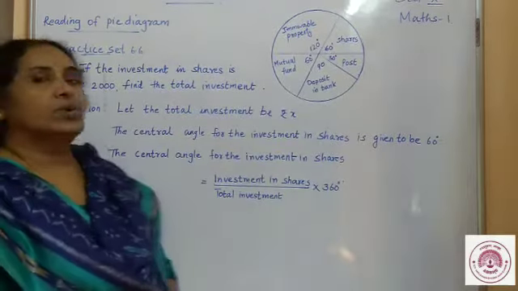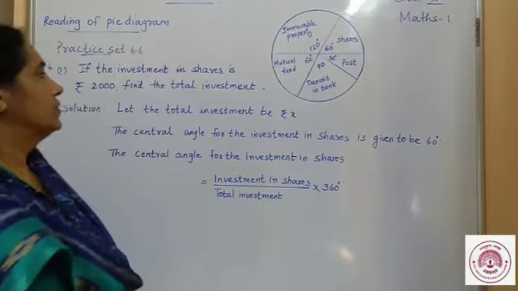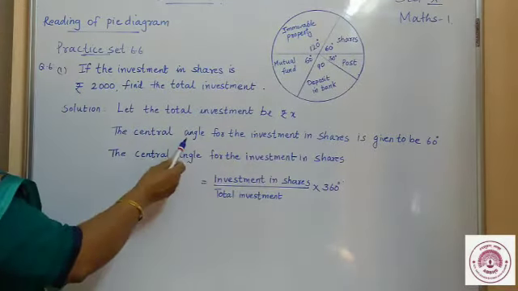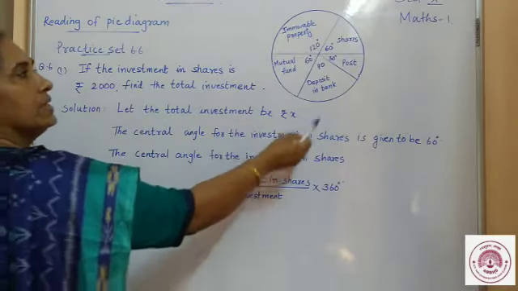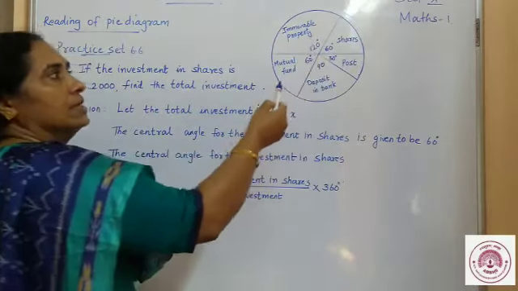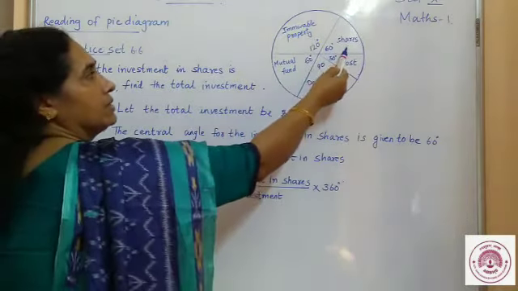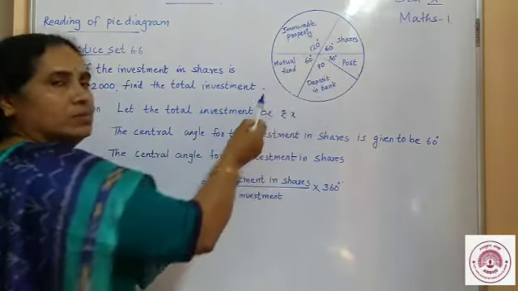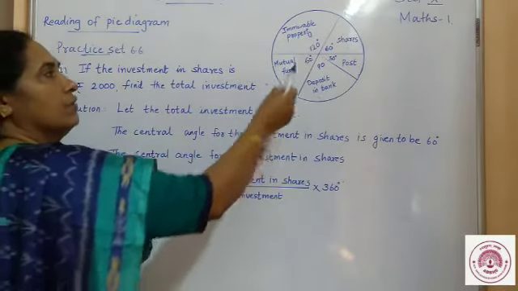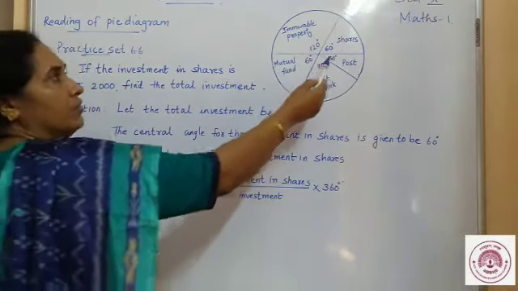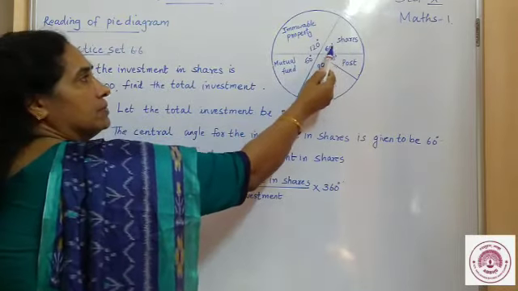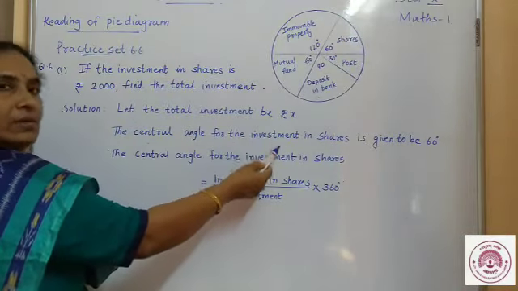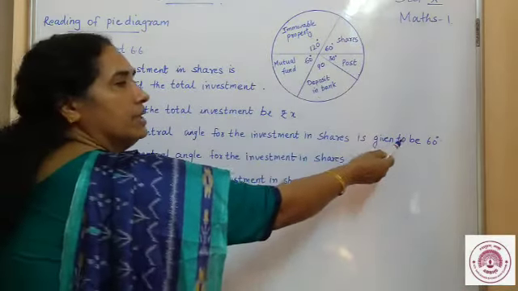So let us take the total investment be rupees X. The first statement is, let the total investment be rupees X. And the central angle for the investment in shares. See here, these are the investments of a family, that may be in shares, immovable property, mutual funds, deposit in bank, and post office. Here the central angle for each investment is given. For the investment in shares, what is the central angle given? 60 degree.